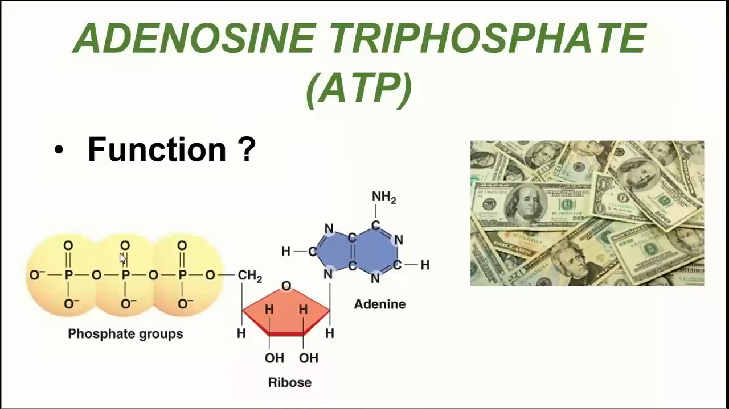ATP has the general structure of a ribose sugar, an adenine, which is a nucleotide, or part of a nucleic acid, and these three phosphate groups here. We see that ATP stores energy in these phosphate bonds. So when our body needs that chemical energy, it breaks some of these bonds that hold the phosphate groups together and releases that energy for when our body needs it.